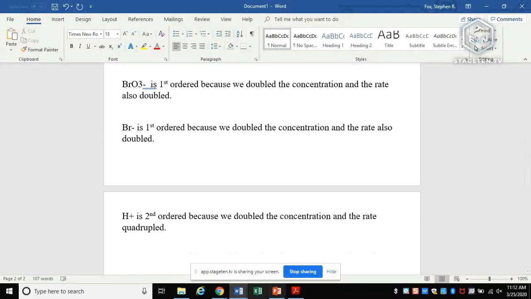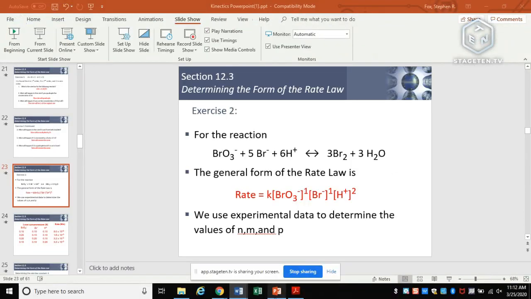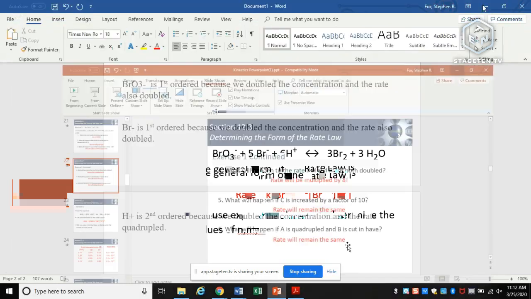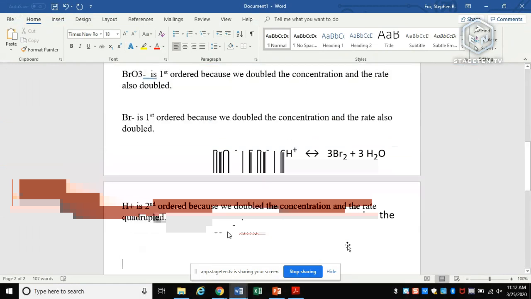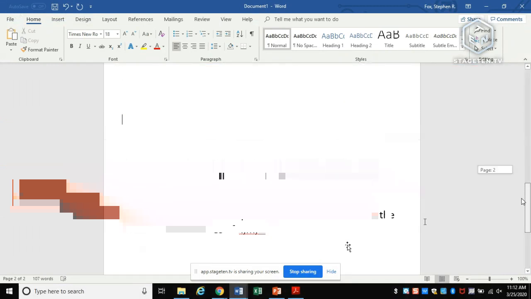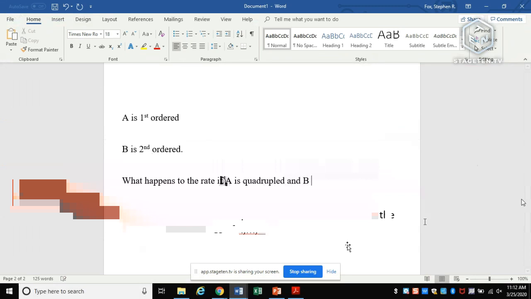All right, so let's go back to number 6. Remember, for that question, we were told that A is first order, B is second order, and we want to know what happens to the rate if A is quadrupled, sorry, not doubled, and B is cut in half.